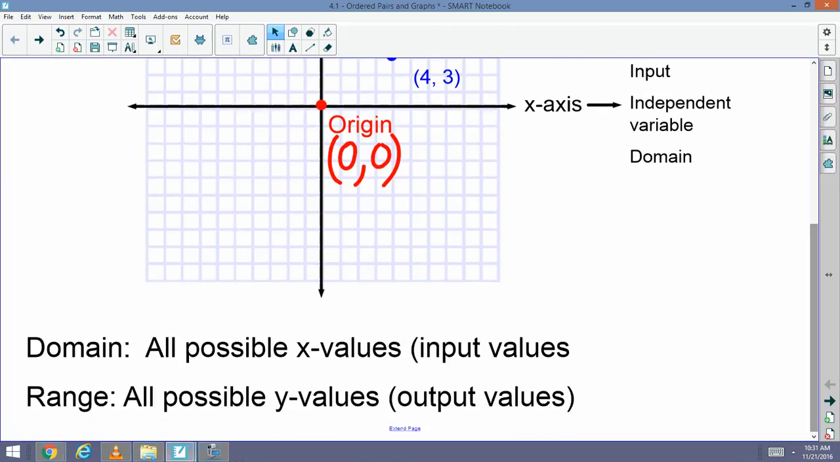Okay. Remember, get this definition now because we're going to use it a lot. The domain refers to all possible x values or all possible input values in a given function. And we're going to talk about what a function is soon enough. And the range is representative of all of the possible y values or the output values in a particular function. We don't need to know much about this right now, but just keep this in mind. Domain, all possible x values. Range, all possible y values.